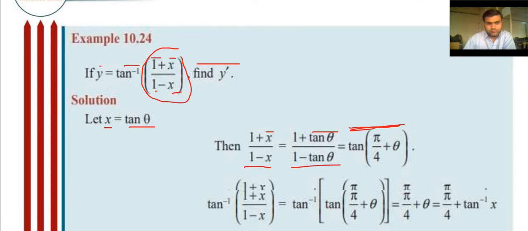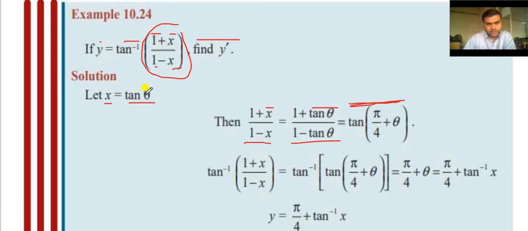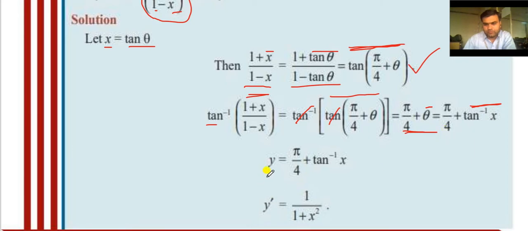Now we write the question that is given. Y is equal to tan inverse. This bracket we have already solved, and this is the answer. From this tan inverse, the tan is cancelled. Only pi by 4 plus theta is remaining. So in place of theta, we can write tan inverse x. Now your function y becomes pi by 4 plus tan inverse x.